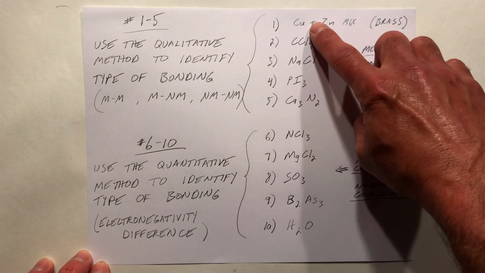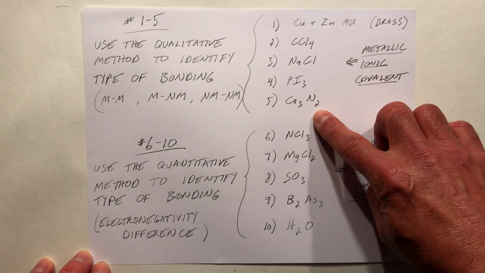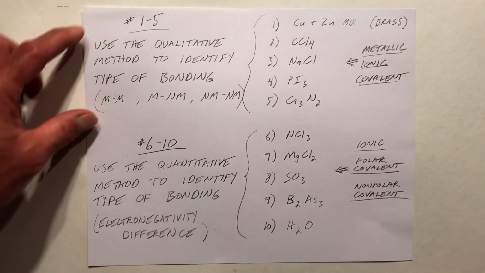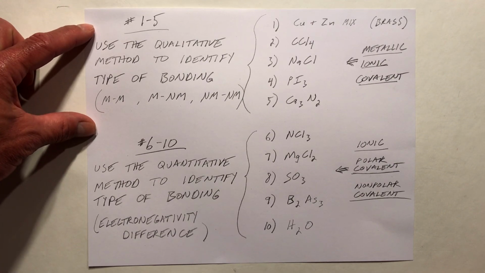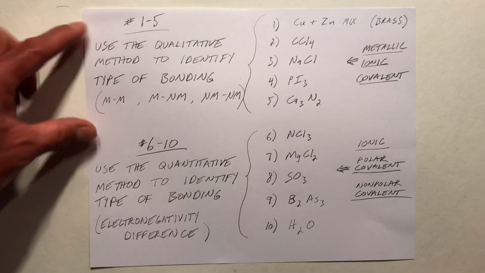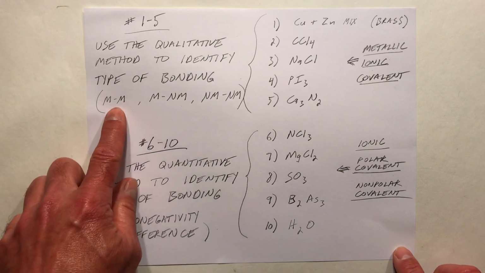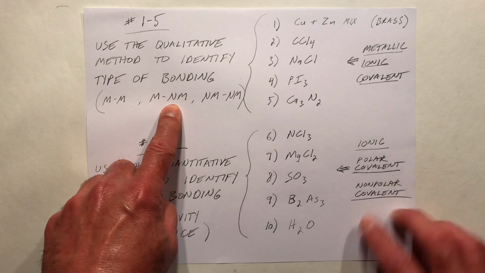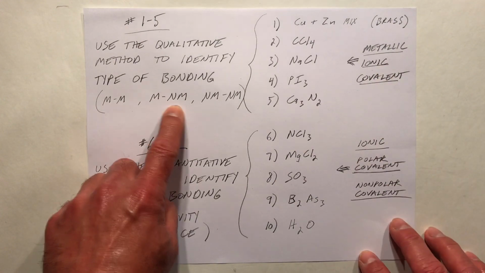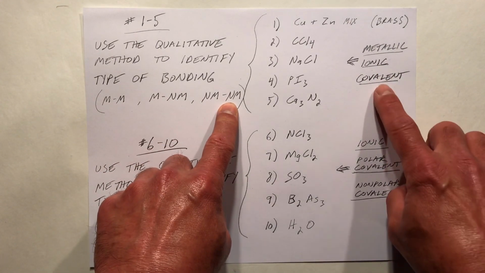For these 5 compounds, 1 through 5, you should be able to use the qualitative method to identify the type of bonding. So if it's a metal and metal, it would be a metallic bond. If it's a metal and a nonmetal, we'd see an ionic bond. And if it's a nonmetal and a nonmetal, we would see a covalent bond.